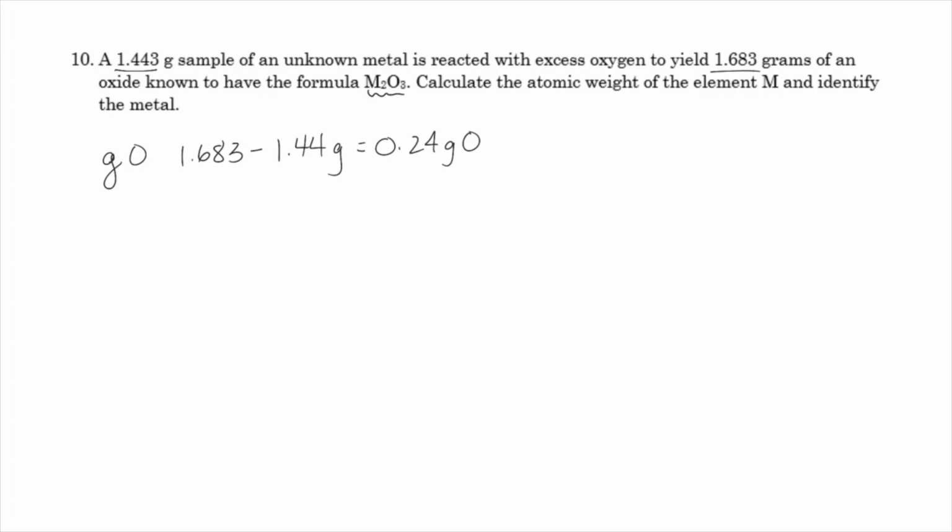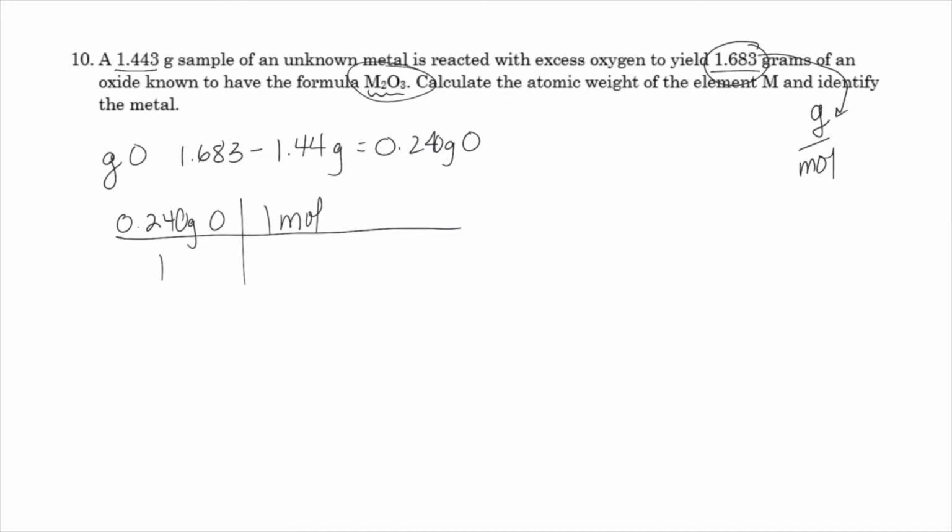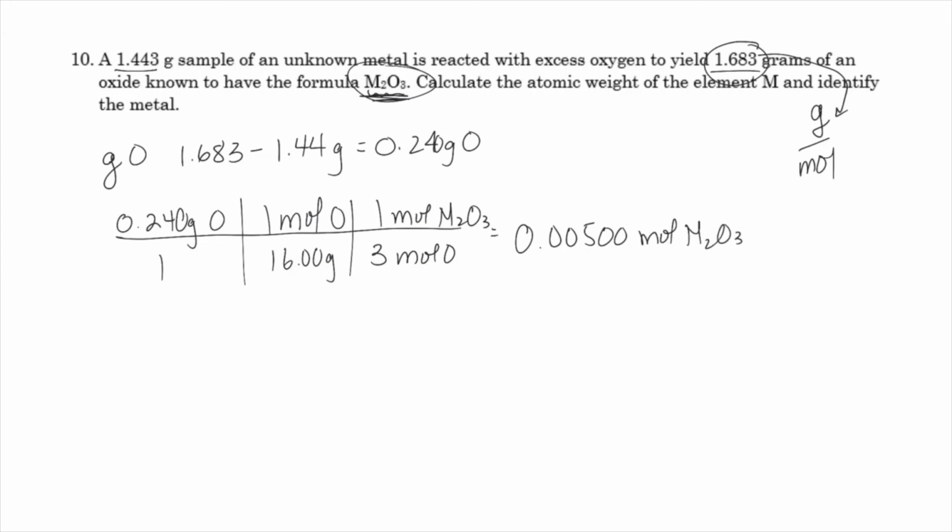From the grams of oxygen, I can get the moles of M2O3. Now remember, molar mass is grams per mole. So if I know the grams of M2O3, which I do, and I know the moles of M2O3, which I can figure out, I can get the molar mass of M2O3. So if I have 0.24 grams of oxygen, and this would have a 0 after it, 1 mole has 16 grams. And I know from the formula that I have 3 moles of oxygen per every 1 mole of M2O3. So I have 0.005 moles of M2O3.